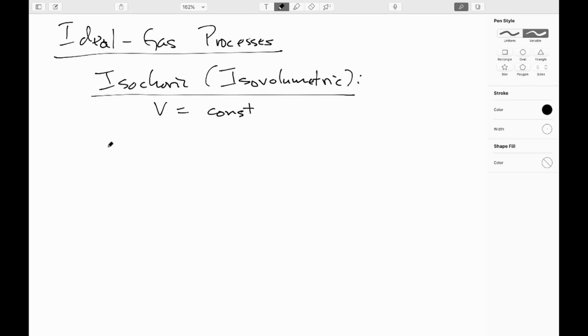So you can just imagine that you have a container, you light up a flame underneath it, and the gas gets hotter. If we were to measure the pressure on it, we would see that the pressure would increase. So in chemistry, you would have looked at this and said, okay, since it's an isovolumetric process, Gay-Lussac's law is at play.